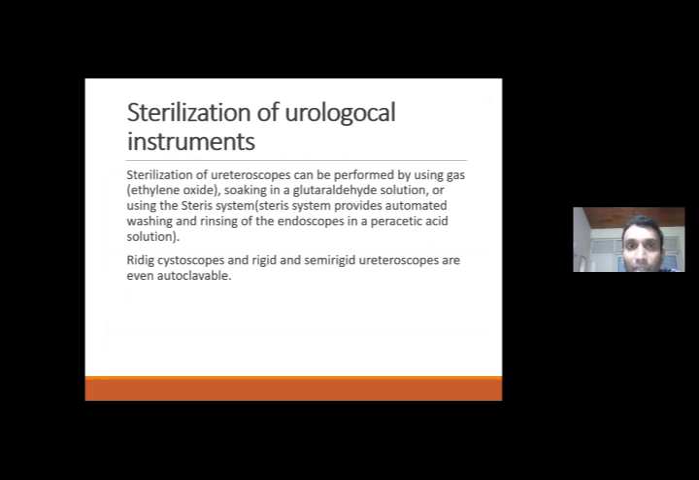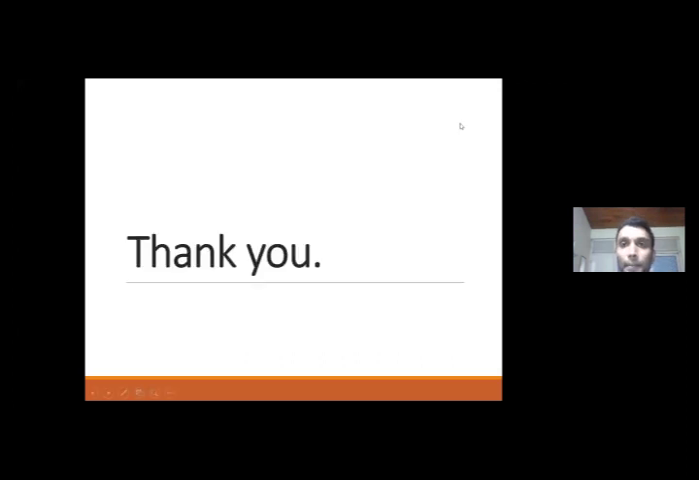For the sterilization of urological instruments, the sterilization of ureteroscopes can be performed by using a gas, ethylene oxide, or by soaking in a glutaraldehyde solution, or using the sterile system. The rigid cystoscope and the rigid and semi-rigid ureteroscopes are even autoclavable.